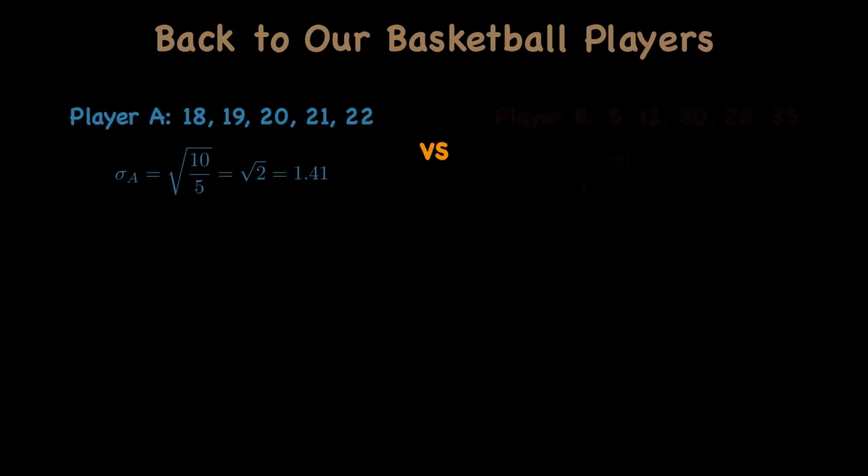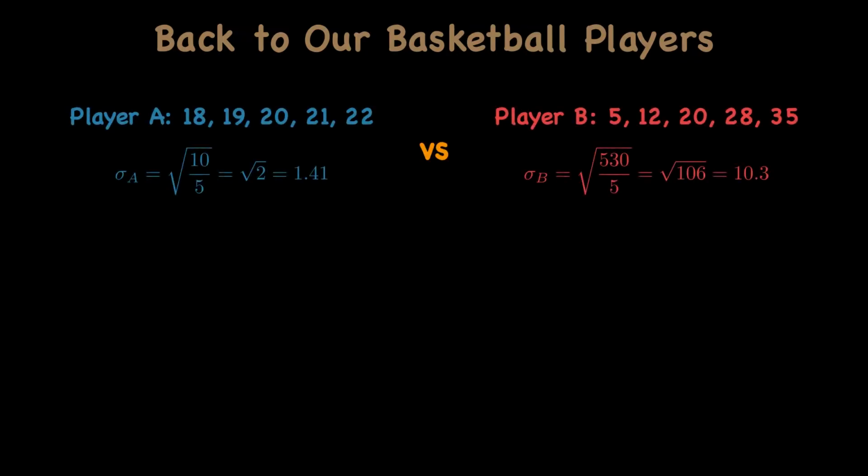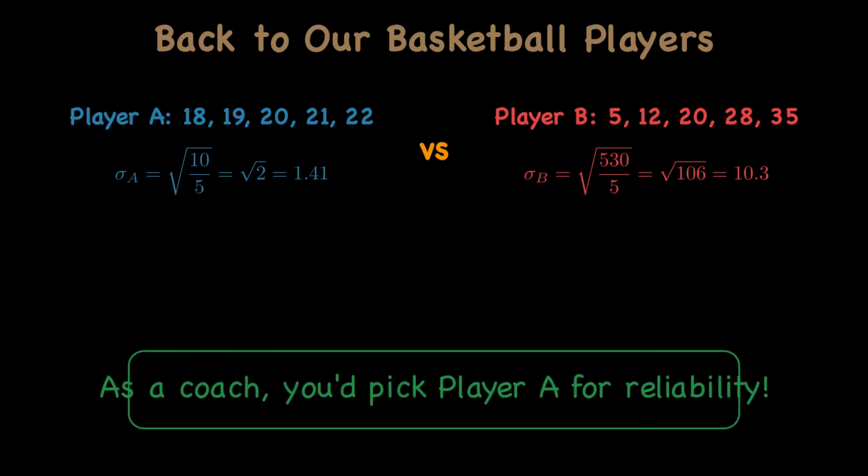Let's revisit our basketball players. Player A scores 18, 19, 20, 21, 22. Sigma A equals the square root of 2, which is 1.41. Player B scores 5, 12, 20, 28, 35. Sigma B equals the square root of 106, which is 10.3. Player A has a much smaller standard deviation, meaning much more consistent scoring. As a coach, you would probably pick player A for reliability. Standard deviation gives us a precise way to measure consistency.